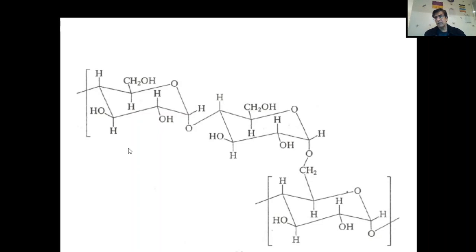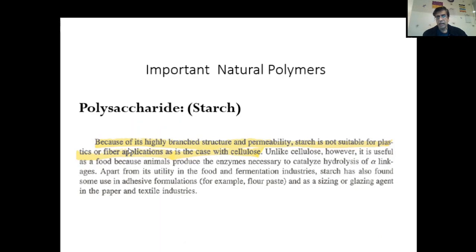Because they have so much branching, that is why it is a highly branched structure with low permeability, and that is why starch is not suitable for plastic or fiber application, compared to cellulose.